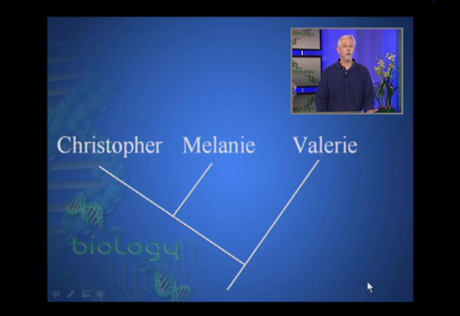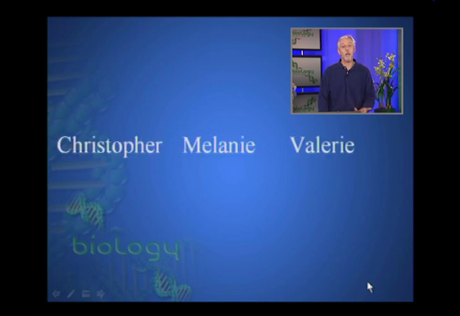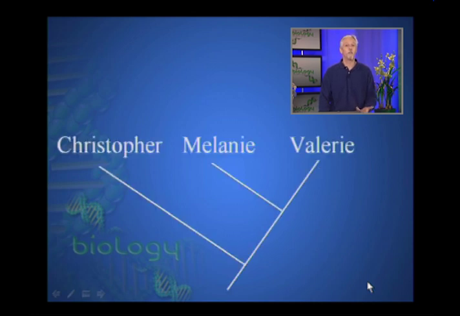So this would be one approach. But this is not an approach that would show you the relationships of the organisms. This would just be lumping according to similarities and separating according to differences. Now, if you did make a family tree based on relationships, then, of course, Melanie and Valerie would have a more recent common ancestor than either would have to Chris. So this would be the appropriate family tree.